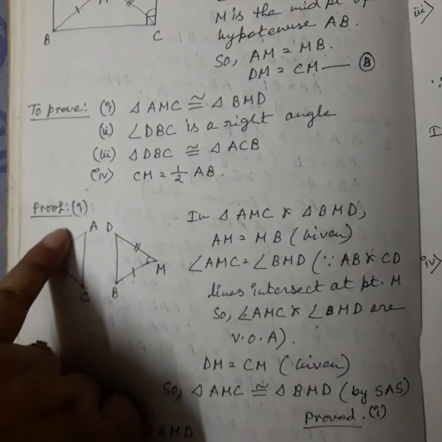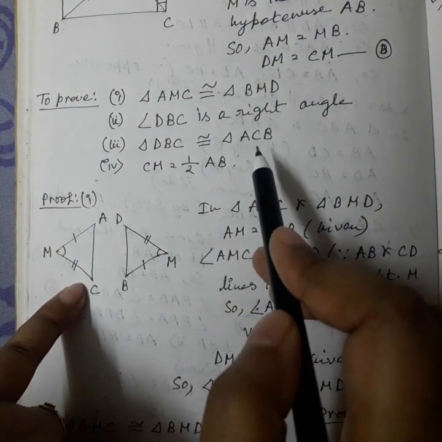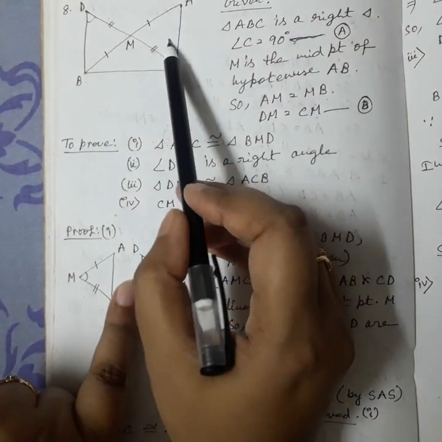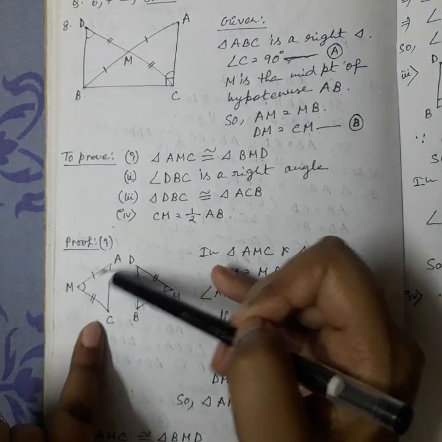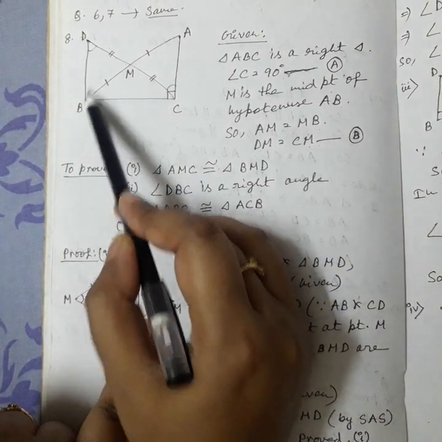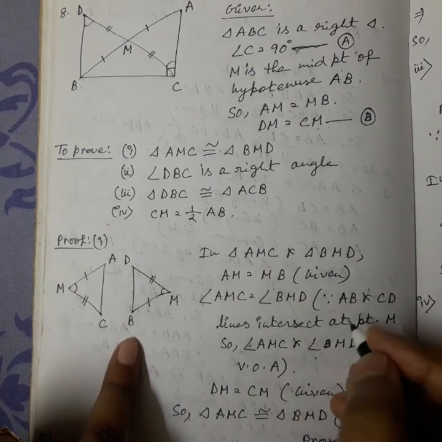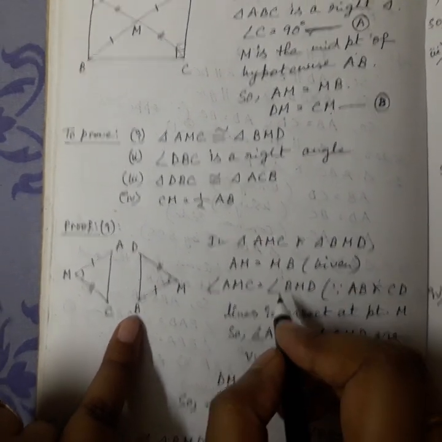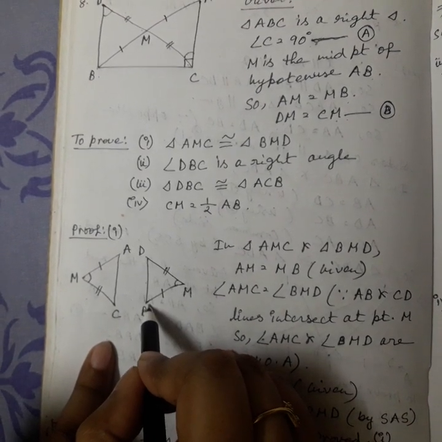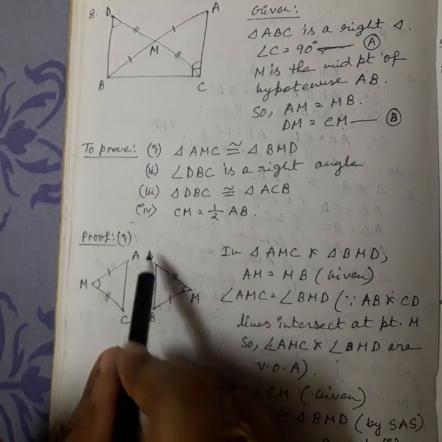Proof number 1. Triangle AMC is congruent to triangle BMD. From this figure, I have drawn triangle AMC separately, and triangle BMD I have drawn in that way. Now we will find which criteria will satisfy congruence. So here AM equals MB, that is given. Then angle AMC equals angle BMD.